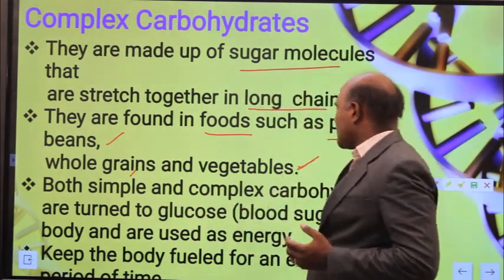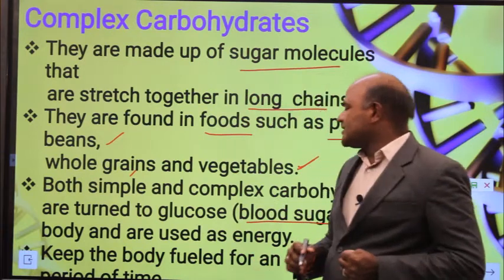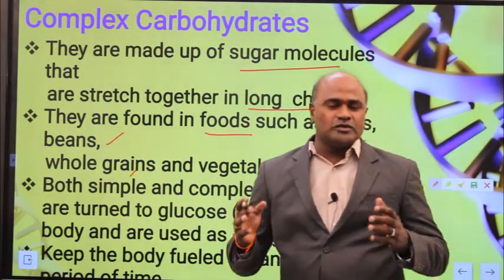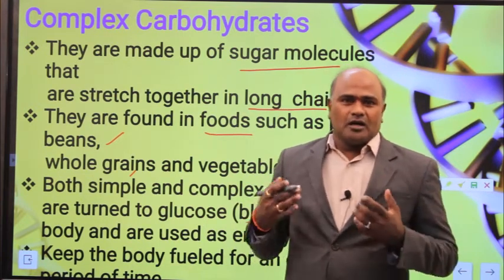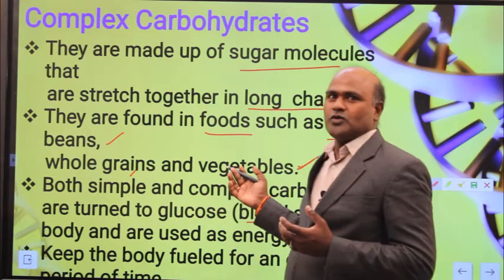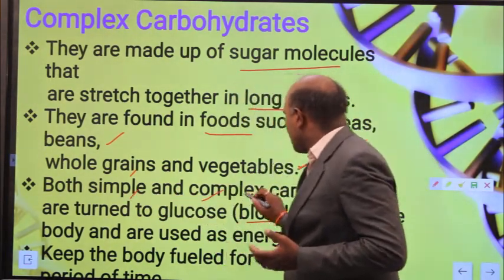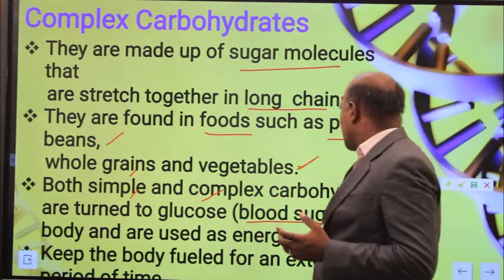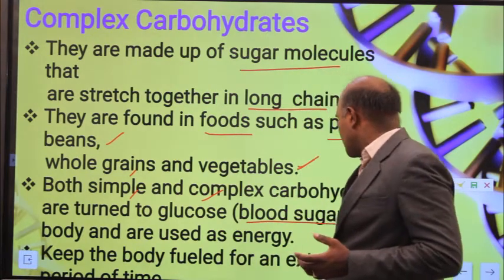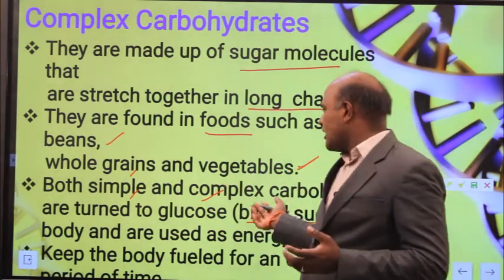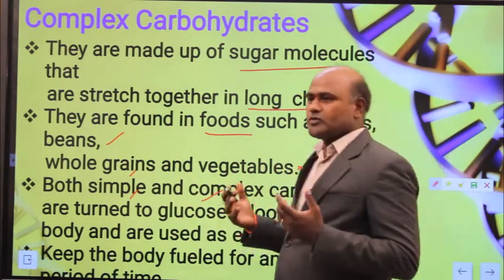Both simple and complex carbohydrates are turned into glucose, blood sugar, in the body and used for energy. Why do we use carbohydrates? For energy purposes, as we need sufficient energy. The more carbohydrates you use, the more energy you get. They keep the body fueled for an extended period of time.